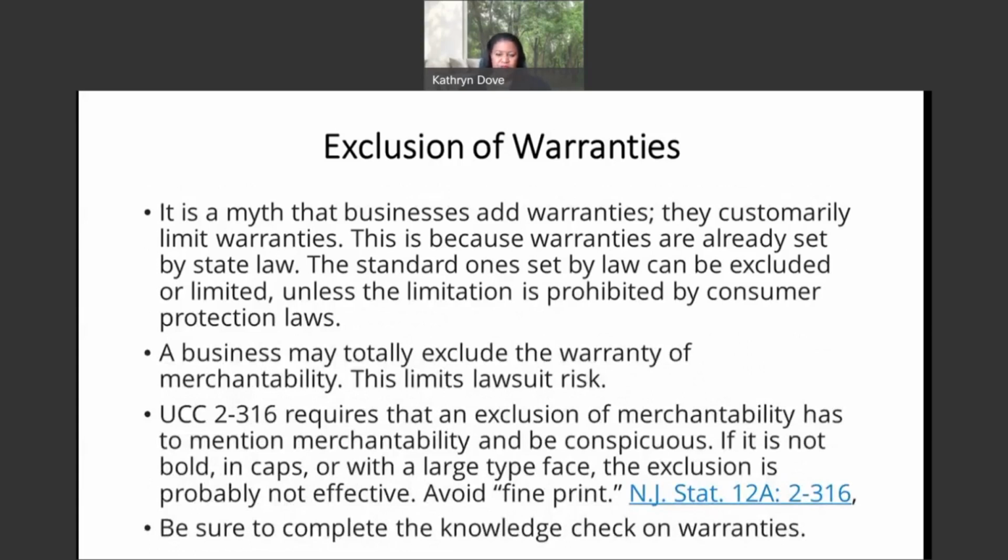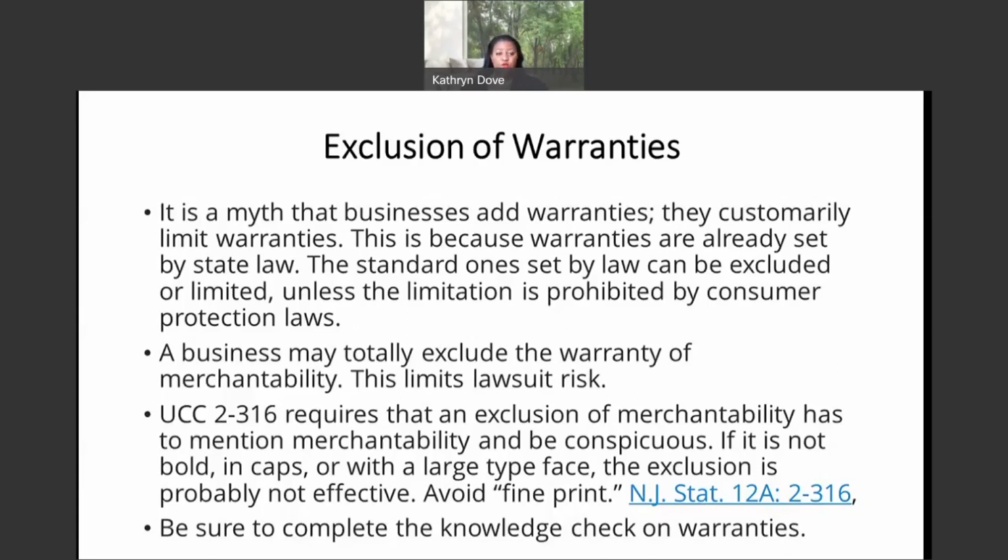Now, a lot of times businesses will try to get out of their warranties. They customarily try to limit warranties. It's a myth that businesses add warranties. They're always trying to do what is in favor of the business, not the consumer. That's why the law steps in and creates these special protections. Warranties are established by state law. The standard set by law can be excluded or limited unless that's prohibited by consumer protection laws.